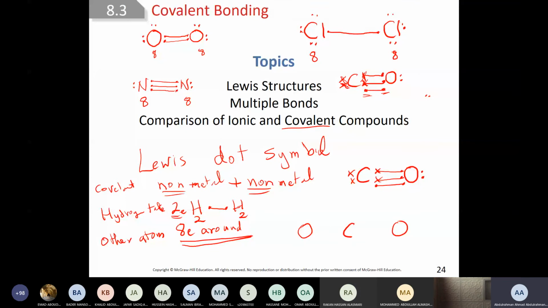Can you draw the Lewis structure quickly? I want you to help me and draw the Lewis structure. Don't forget, write the symbol for carbon and for oxygen. 2 bonds between carbon and the 2 oxygen. This is 4 for carbon and 6 for oxygen. 1, 2, 3, 4, 5, 6. 1, 2, 3, 4, 5, 6. Okay, do it 8 around each one.